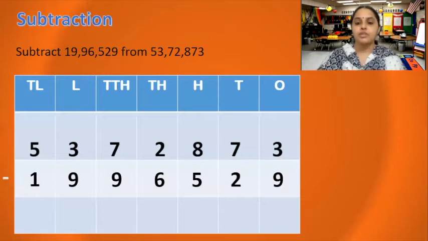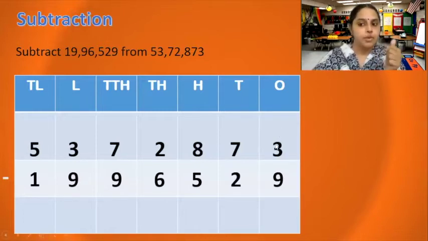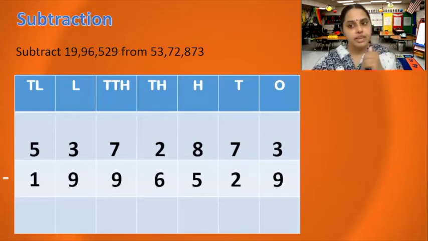So now see, in the ones place, we have 3 and then we have to subtract 9 from 3. 9 is a bigger number. Yes or no? Can we subtract 9 from 3? No, we cannot subtract. So what do we do? The 3 says, wait for me, 9. Let me go get 1, 10 from the next house.